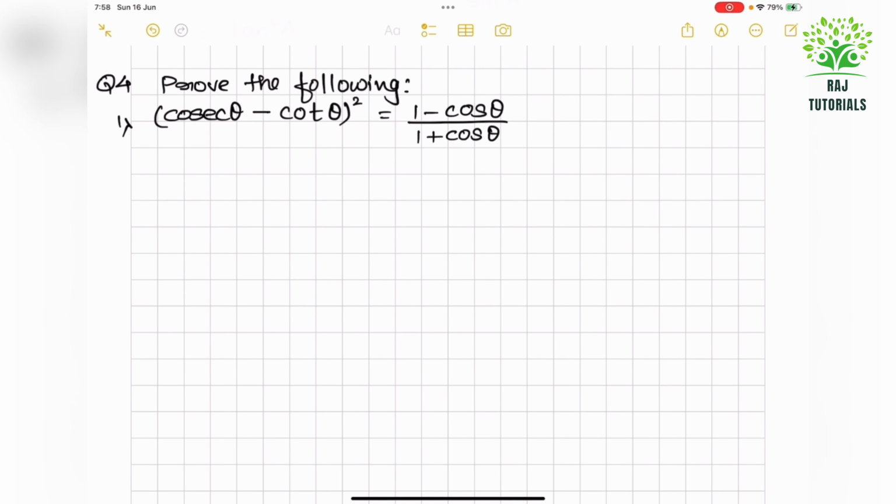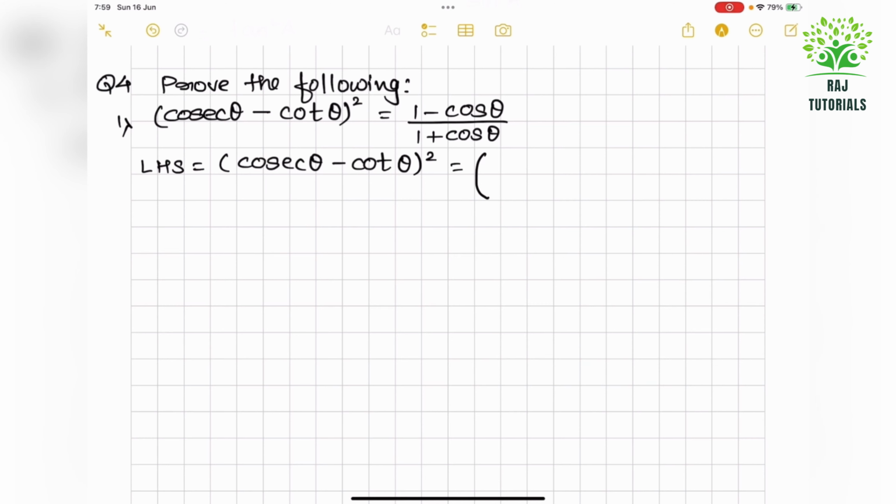Now the next one says prove the following: cosec theta minus cot theta whole square equal to 1 minus cos theta upon 1 plus cos theta. So first I am taking LHS and I will bring it to RHS.